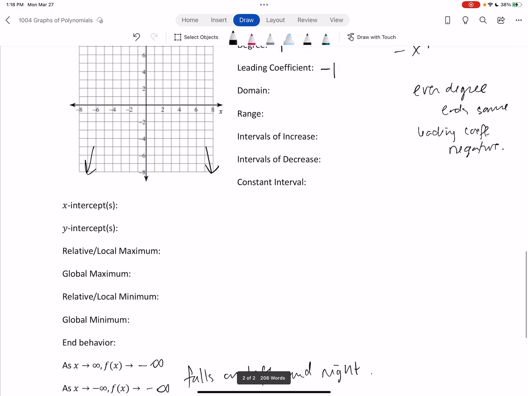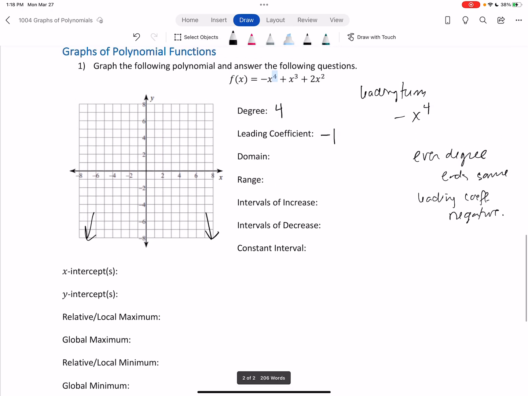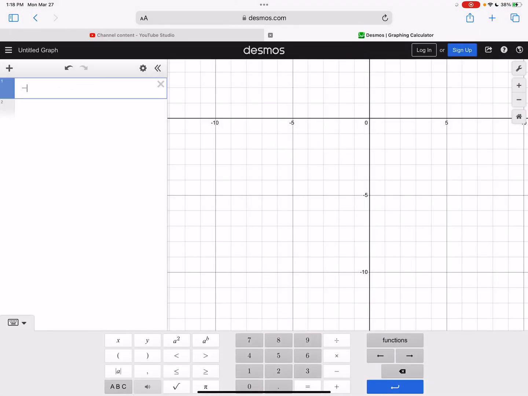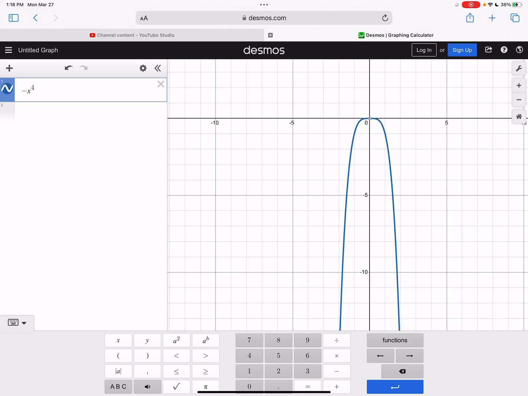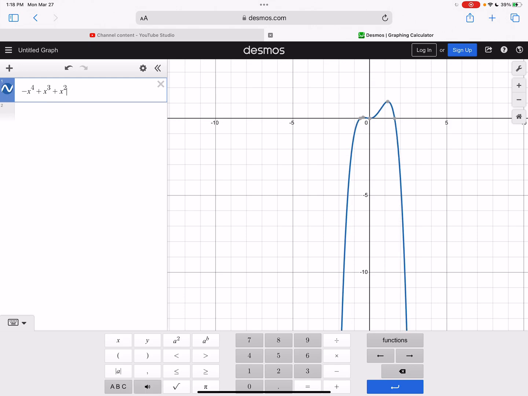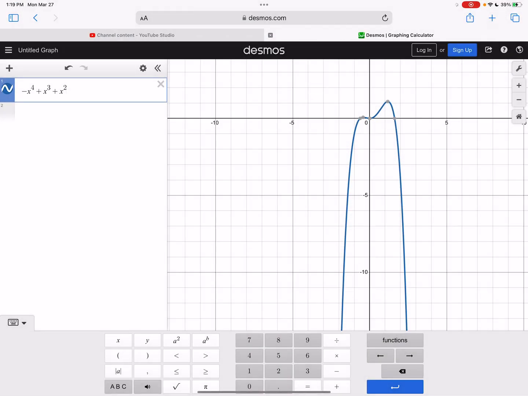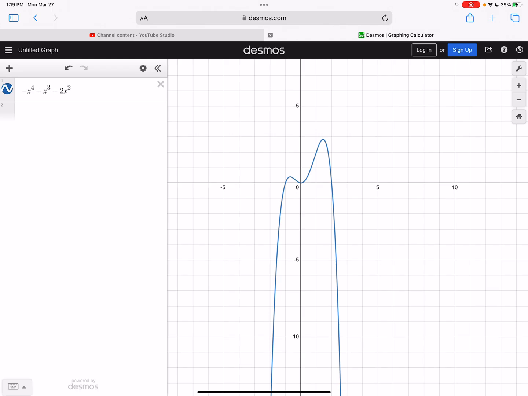That's my end behavior. For these other things, I'm going to plug it into my calculator and see about all these other properties. So negative x to the fourth plus x cubed plus 2x squared. Okay, so here's my graph.